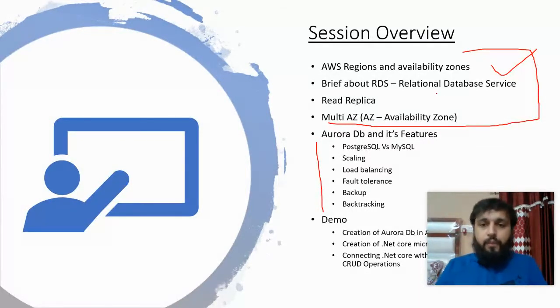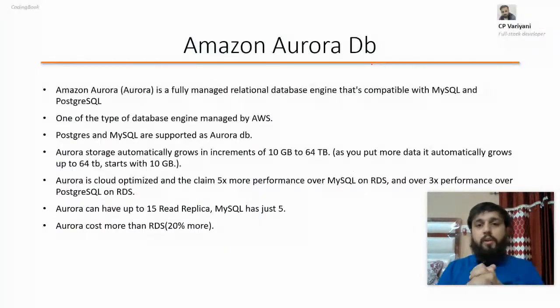Okay, now in this video we'll cover Aurora DB, its features, scaling, load balancing, fault tolerance, backup and backtracking, and then we'll do the demo in which we'll create Amazon Aurora DB. We'll create a .NET Core microservice project. We'll connect that with Entity Framework Core code first approach, and then we'll do our create, read, update, and delete operations. Okay, now let's first understand about Amazon Aurora DB.